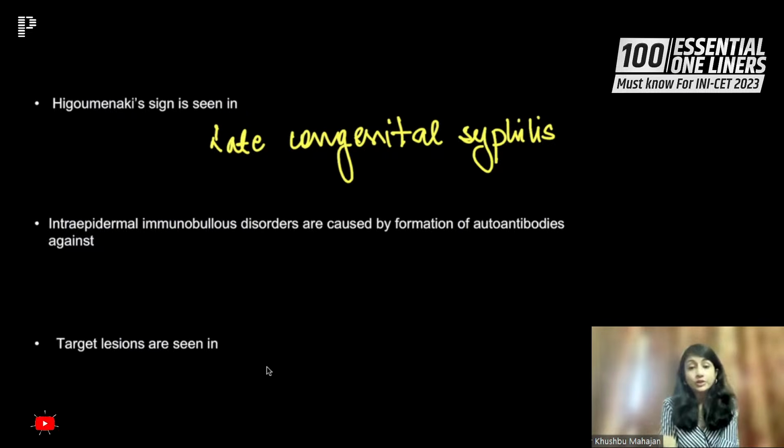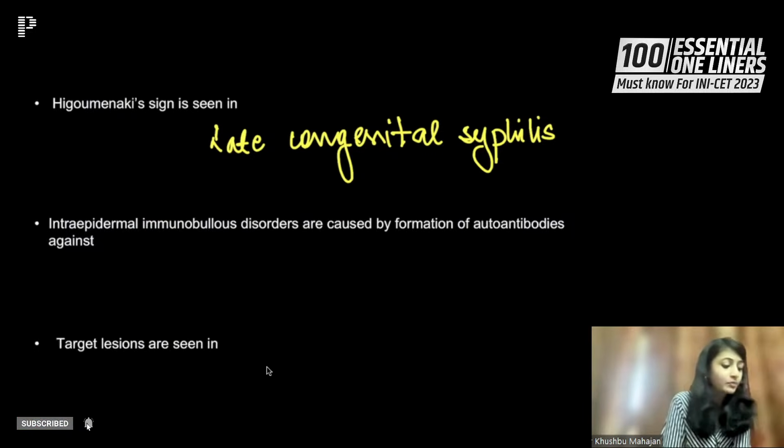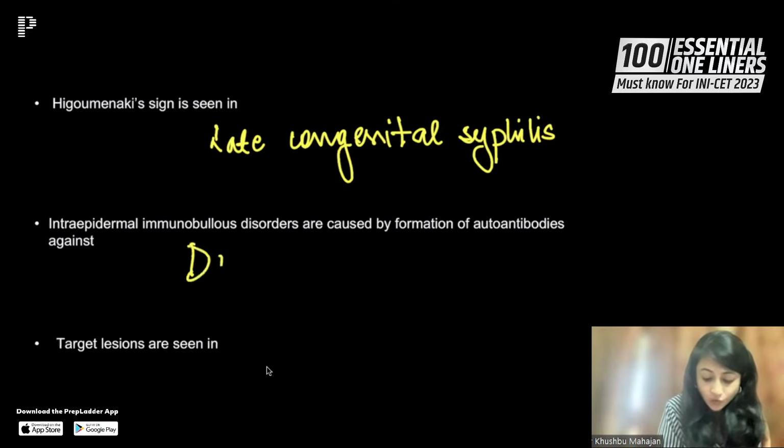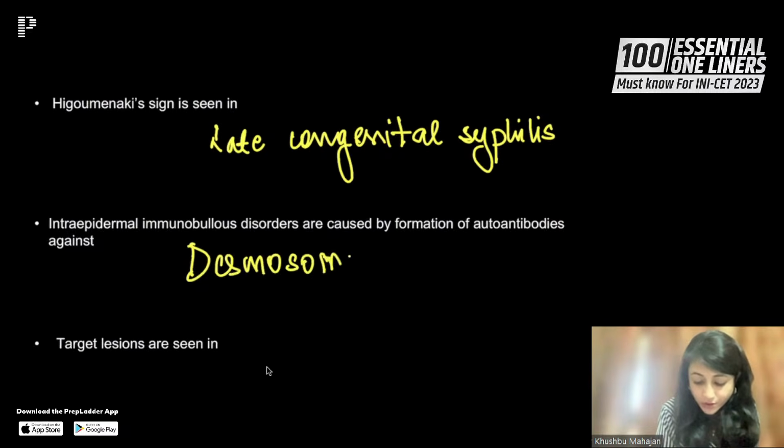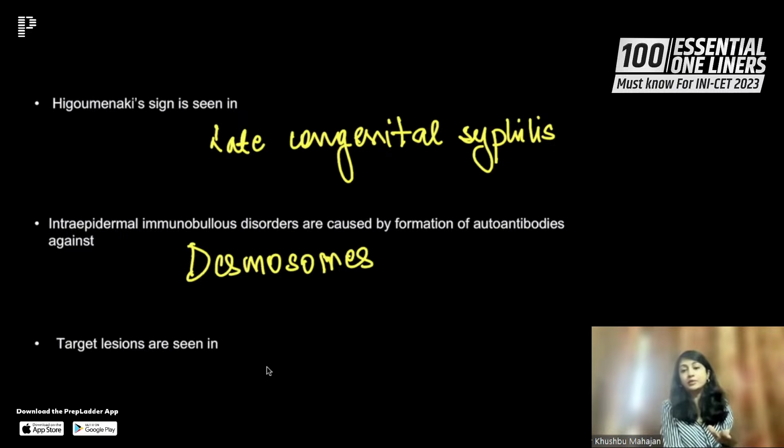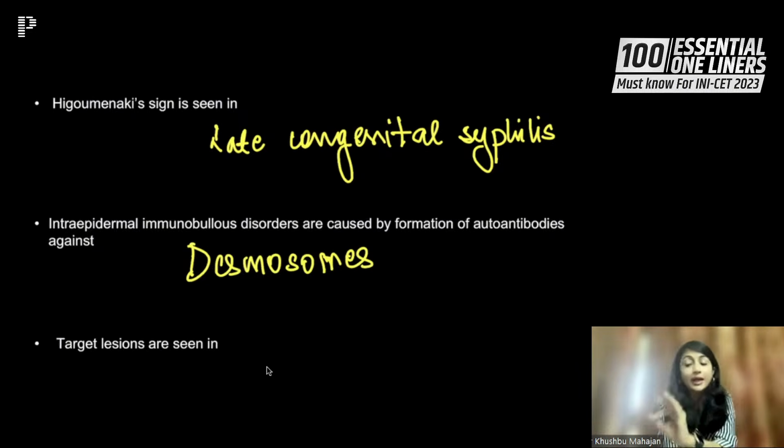Intraepidermal immunobullous disorders are caused by formation of autoantibodies against. You all are partly right. Here the answer would be desmosomes. Now, desmosomes are responsible for all kinds of intraepidermal disorders. Desmoglein 1 and 3 for pemphigus, desmocollin for IgA pemphigus, but the structure which is affected is desmosome. So if I ask you as a class, the answer would be desmosome.